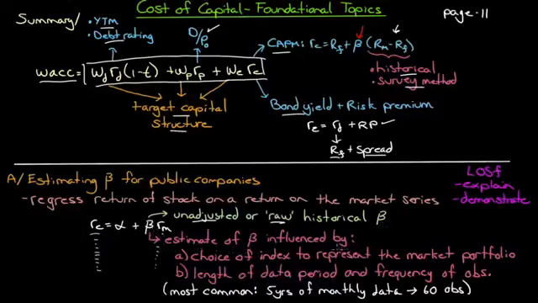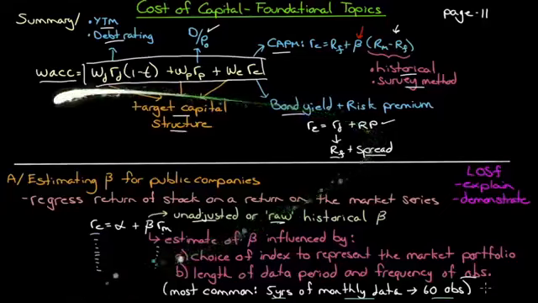The estimate of beta here is influenced by our choice of index to represent the market portfolio. So if in the US you use the S&P 500 or the Russell 2000, you will get a different estimate of beta. So it is influenced by the market index that you choose, the length of the data period, and the frequency of observations. So 3 years versus 5 years, and 5 years weekly versus 5 years monthly, you'll get different estimates of beta. Typically, in terms of standards of practice, the most common is to use 5 years of monthly data. That'll give you 60 observations.